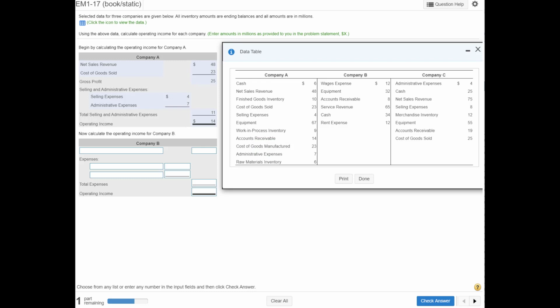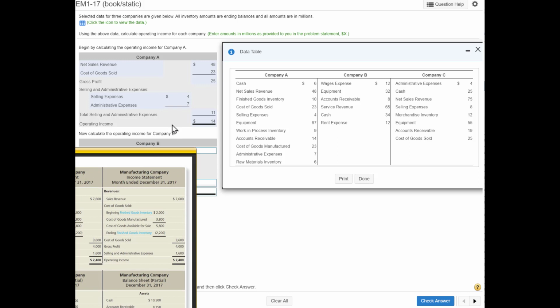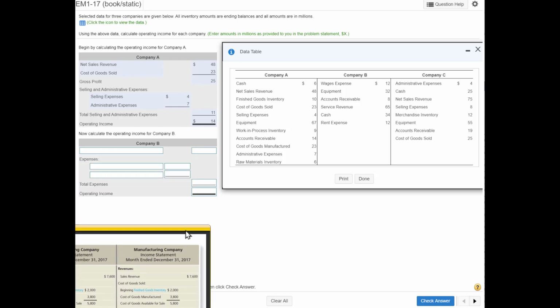So again, let's look back at that slide. If this income statement was an internal document, they would show how cost of goods sold is calculated, like this one was done. But because this is just going to be given to the investors and creditors and stuff like that, in other words, the general public, they do not show exactly how cost of goods sold is calculated. So let's move on to Company B.